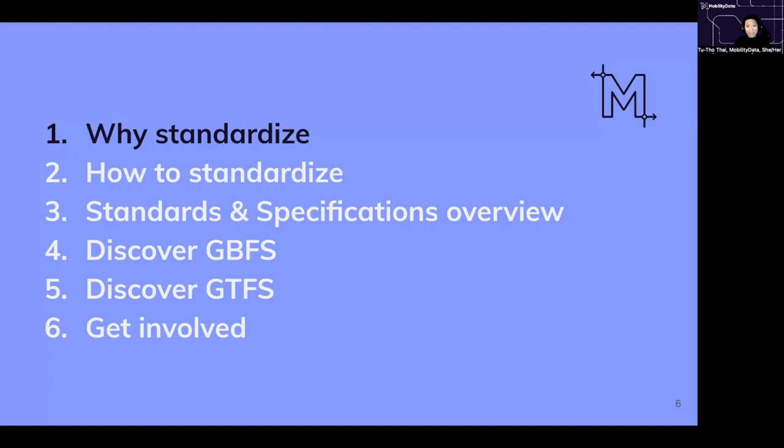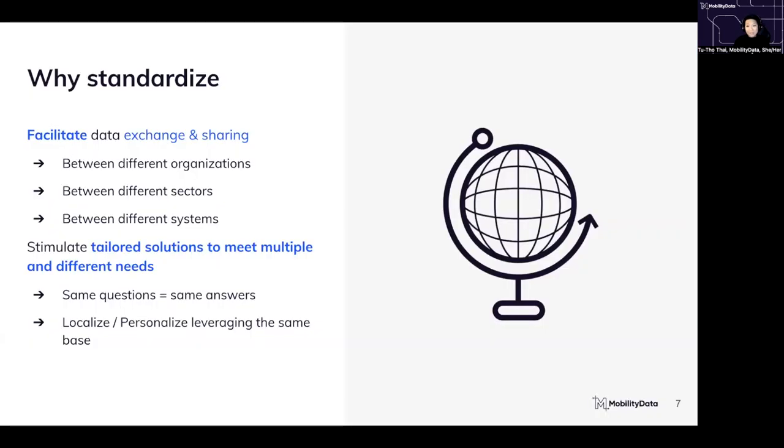So first, why standardize? Why has it been one of our strongest statements and missions so far? First, we believe that standardization is key in our industry, but also elsewhere, to facilitate data exchange and sharing. Basically, it's the same as today, I'm speaking to you in English. It's easier than in any other language or trying to do it in multiple languages. So it's the same for data. It's really easier for organizations from different sectors, from different systems, public transit systems, for example, or in the plane and the train, to share common understanding, common standards. Again, not only in mobility, it's the same for construction, it's the same for architecture and so on.